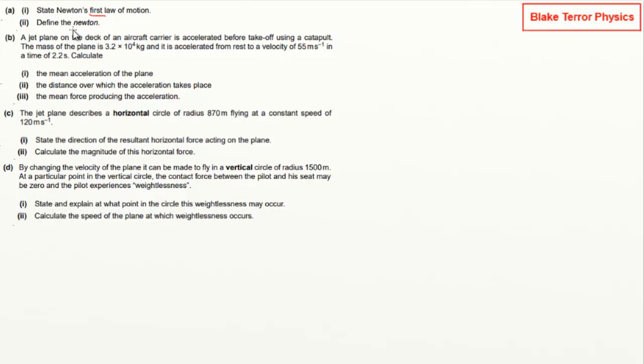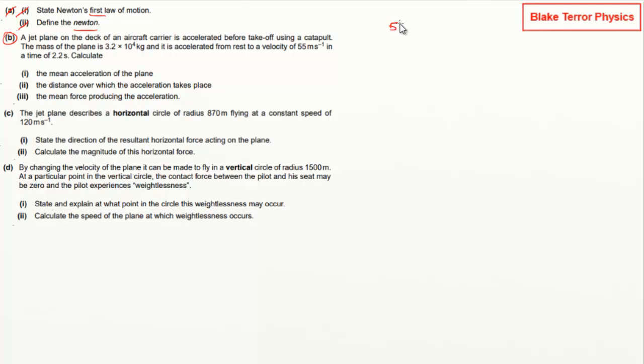Define the newton. The newton is the force required to accelerate a 1 kilogram mass by 1 meter per second squared. So, nice starter on those. Now we've got another jet plane. We've got jet planes everywhere. On the deck of an aircraft carrier, a plane is accelerated before takeoff using a catapult. The plane is accelerated from rest to a velocity of 55 meters per second in a time of 2.2 seconds. What is the mean acceleration of the plane?